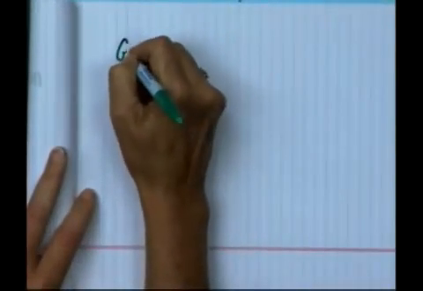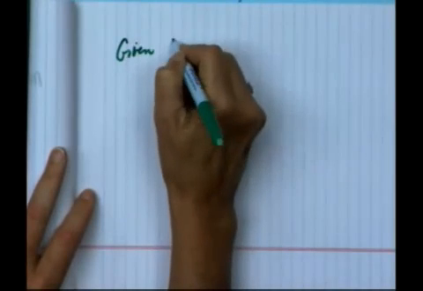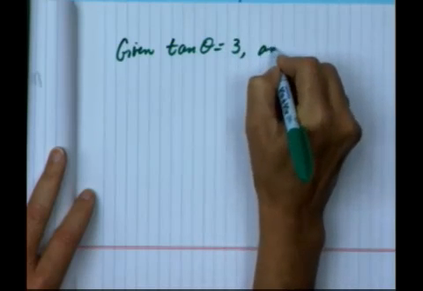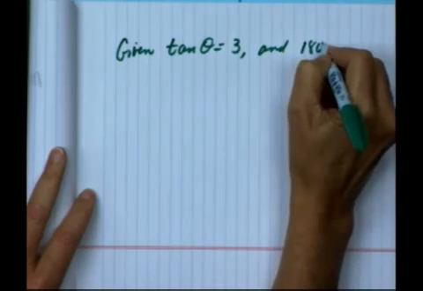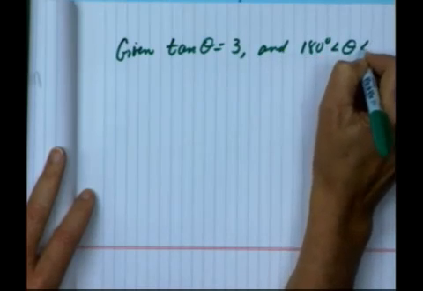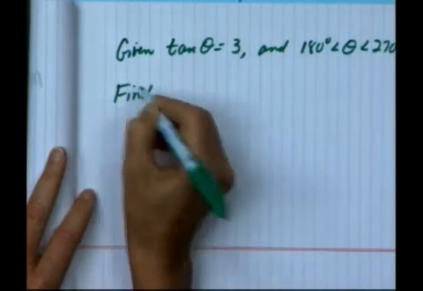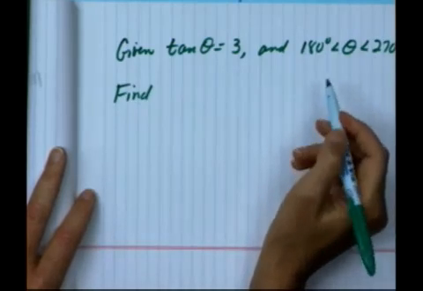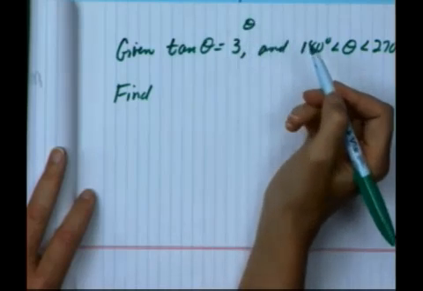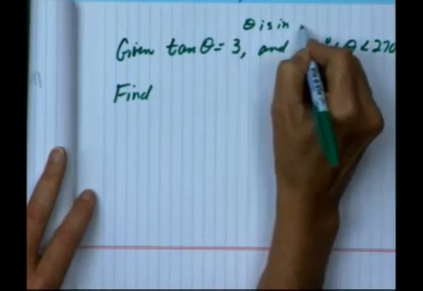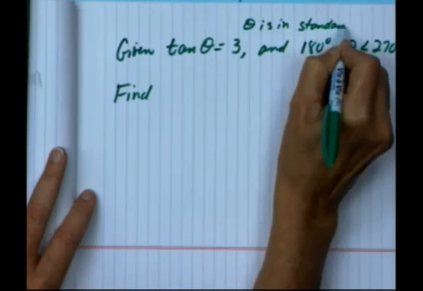All right, let's see if we can put all this together and make it work. All right, given that the tangent of theta is equal to 3 and 180 degrees is less than theta, less than 270 degrees. We want to find, and by the way, theta is an angle in standard position, and a lot of times you're not told that, we just kind of assume it, but theta is in standard position.